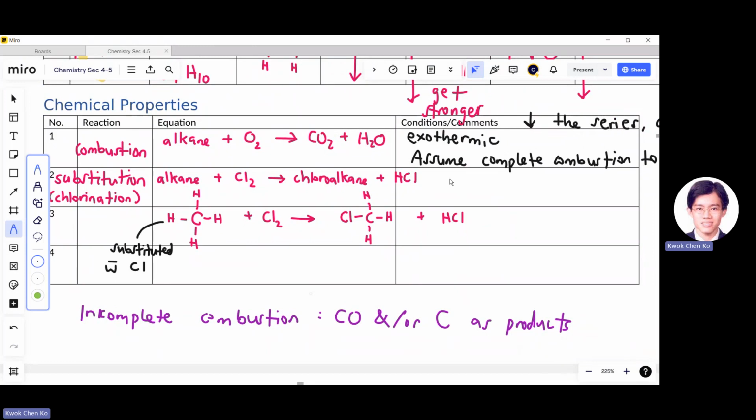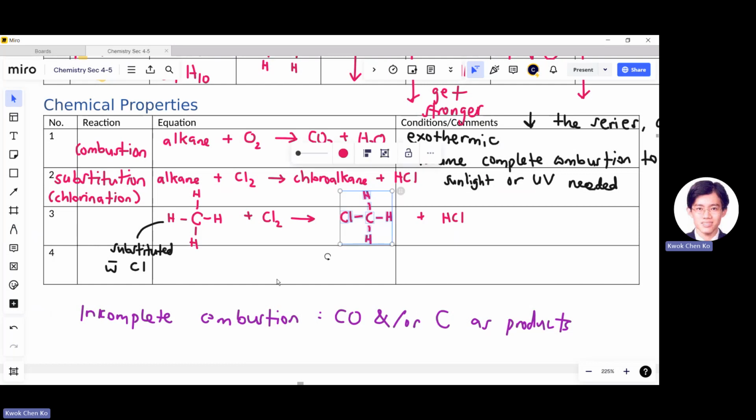Okay, there's one important thing about conditions. For this reaction to run, you need sunlight or UV light. So just keep this point in mind. It may or may not come out. But to make things complicated, this may not be the end, because look at this guy here. I'm not going to elaborate too much because this may not come out.